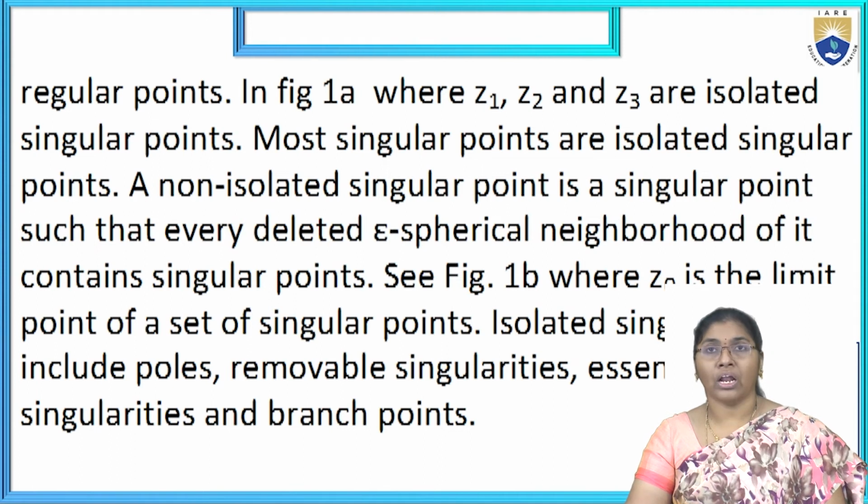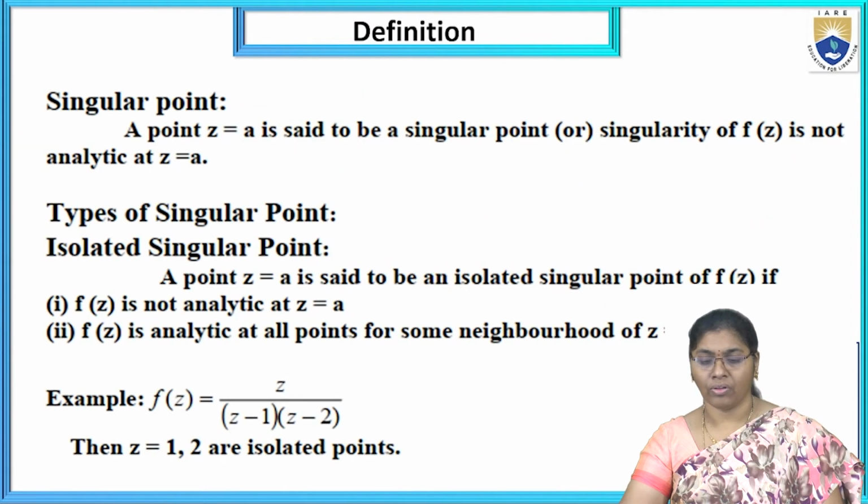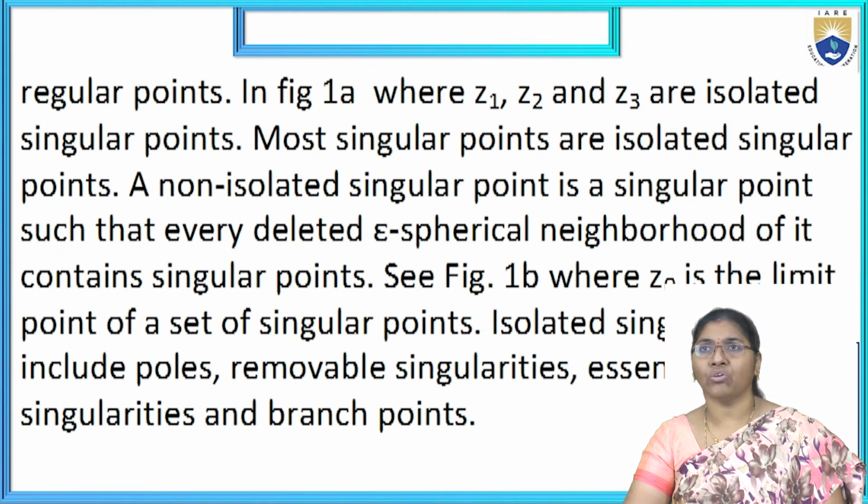Now here, regular points, isolated singular point. Now the regular points, that figure, next we can show it as a figure. The figure is there, where z1, z2, z3 are isolated singular points. Most singular points are isolated singular points. Here, all of the singular points we commonly use are isolated, then it is called isolated singular points.